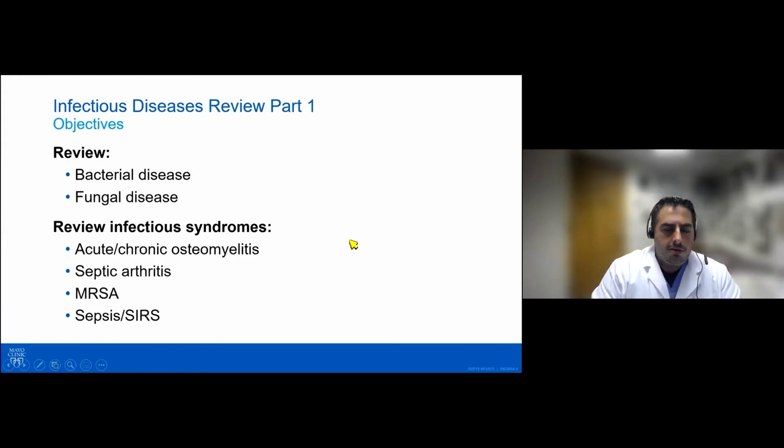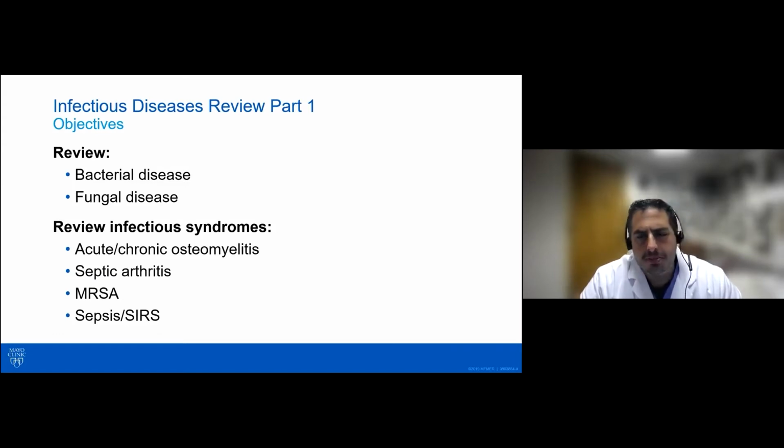Here's our review where we'll go through a bunch of bacterial diseases, including STIs or STDs, as well as other board eligible bacterial diseases, as well as fungal diseases. And then we'll quickly review some infectious syndromes: osteomyelitis, septic arthritis, MRSA, sepsis, and SIRS throughout this talk. So let's start with bacterial disease.